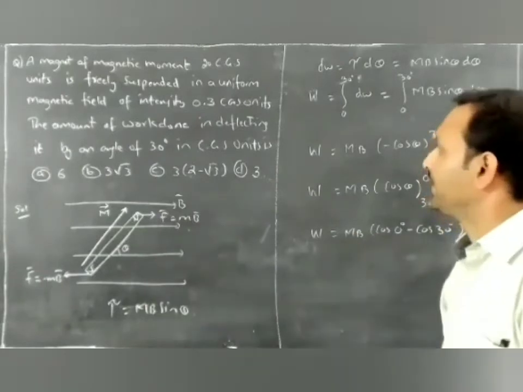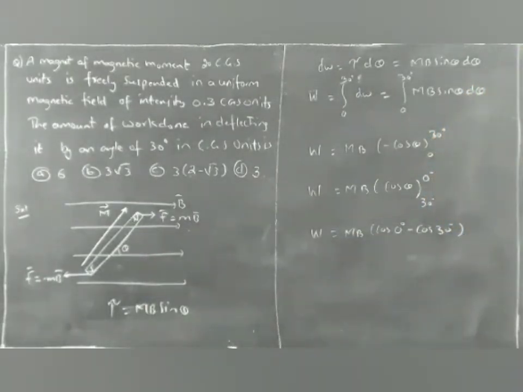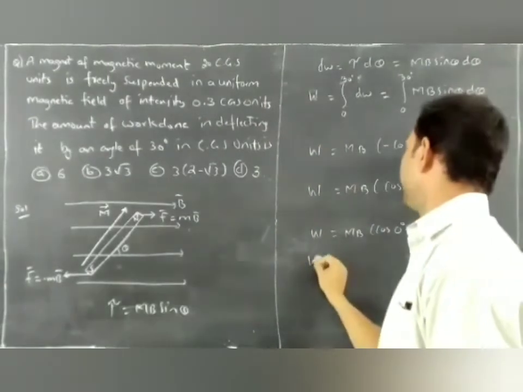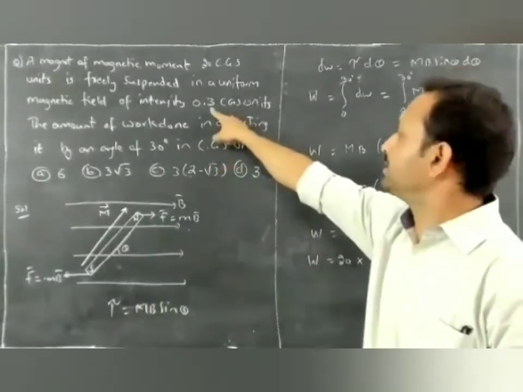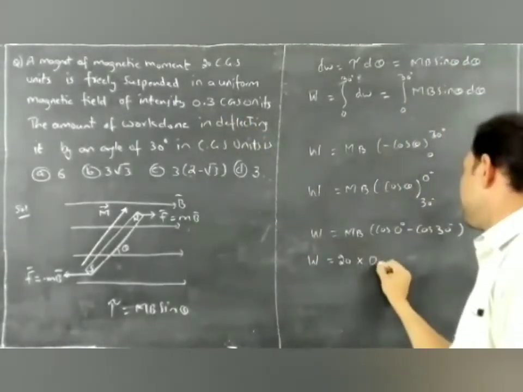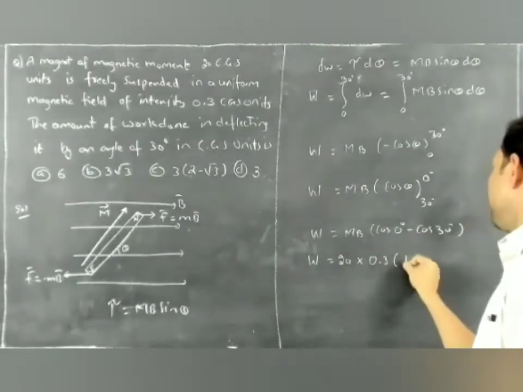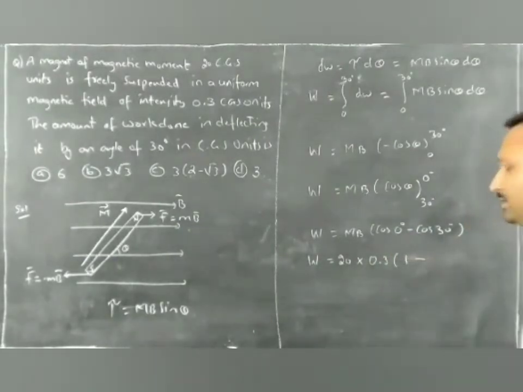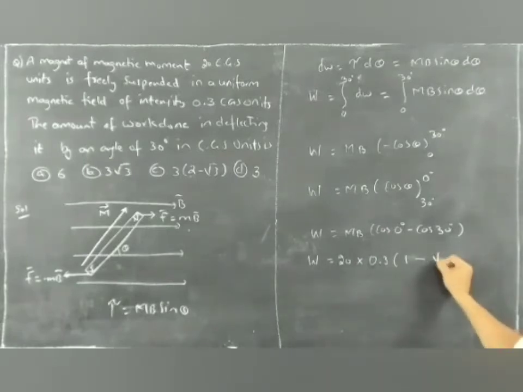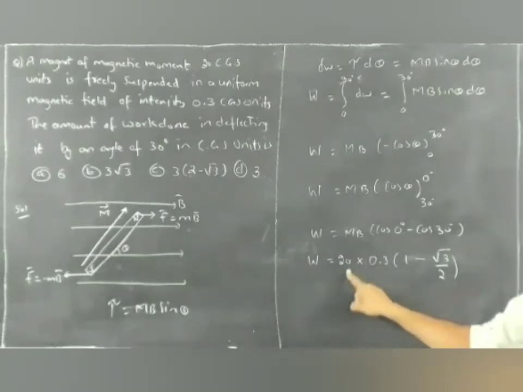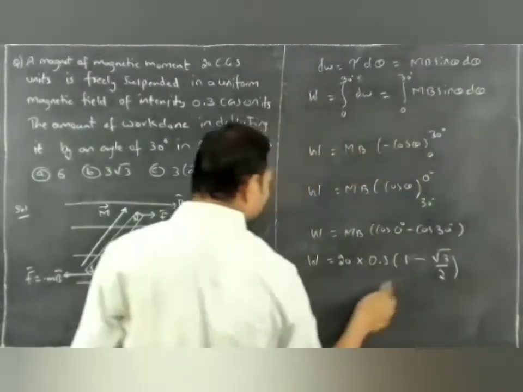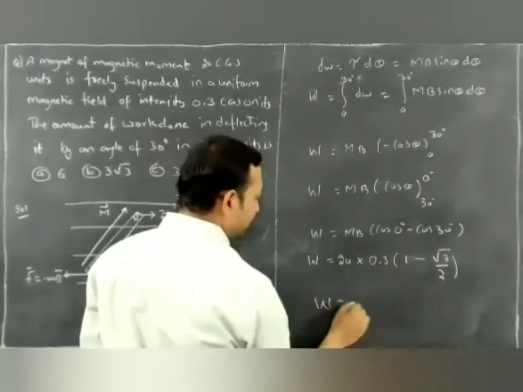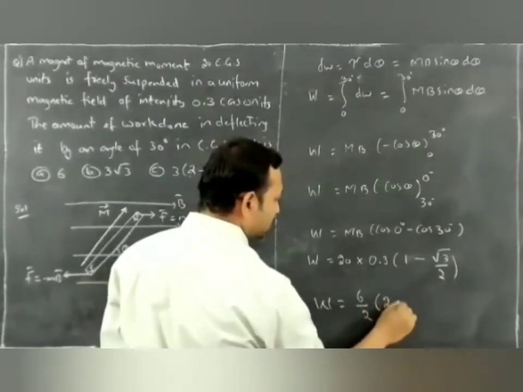Now let us substitute the values of m and B. The magnetic moment is 20, and the external magnetic field is 0.3. So 0.3 into (cos 0, which is 1, minus cos 30, which is root 3 by 2). Finally, the decimal point and zero get cancelled. Taking 1 by 2 common, W = 6 by 2 of (2 minus root 3).